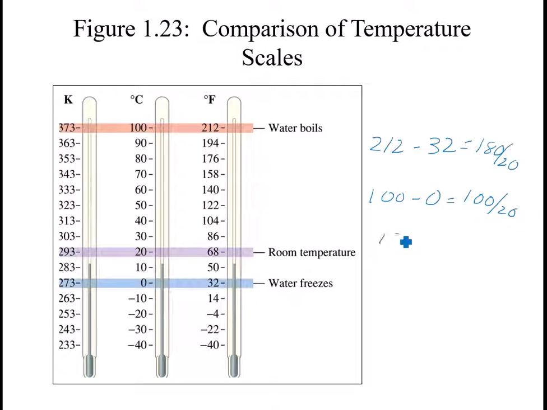So when I take 180 divided by 20, I get 9. And when I take 100 divided by 20, I get 5. Okay? And that's a factor, and if I divide those two, it's 1.8 degrees. So basically, there's 1.8 degrees Fahrenheit for every 1 degree Celsius. But this 9 and this 5 is what you're going to see in the formulas for Fahrenheit to Celsius there.